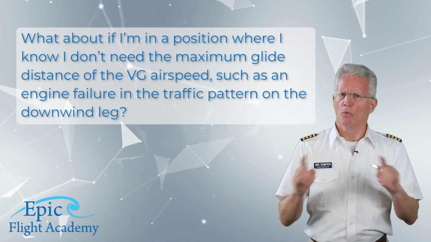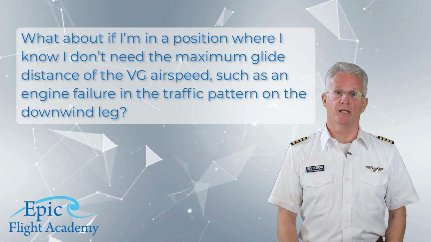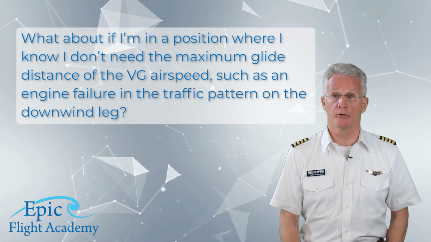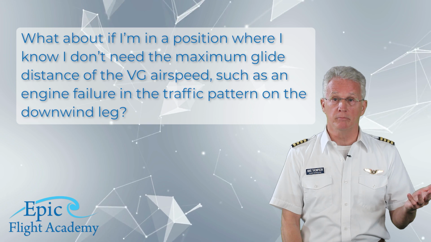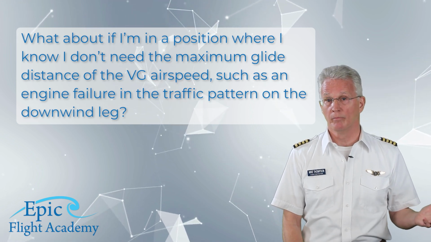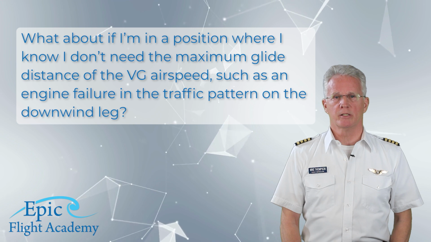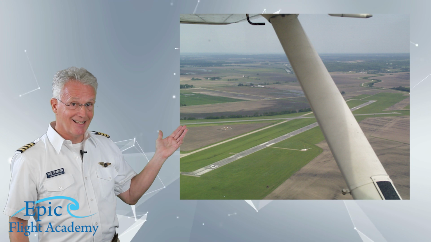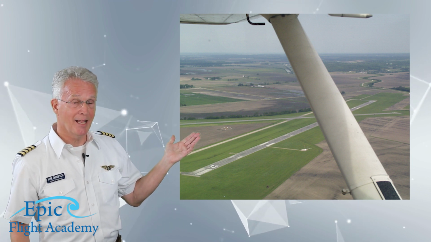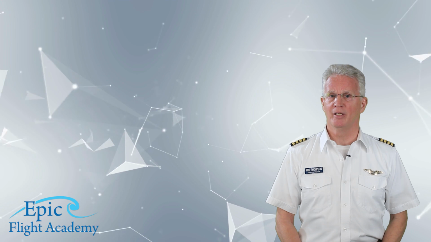Okay, but what about if I'm in a position where I don't need the maximum glide distance of the VG airspeed, such as an engine failure in the traffic pattern, say on the downwind leg? Notice my maximum glide distance is not necessary here. I know I can make this runway. It's not like our example of being over the swamp where I definitely want to glide as far as possible.